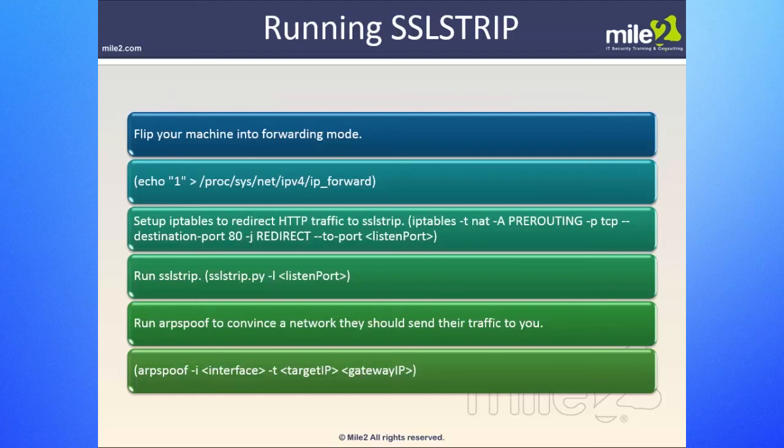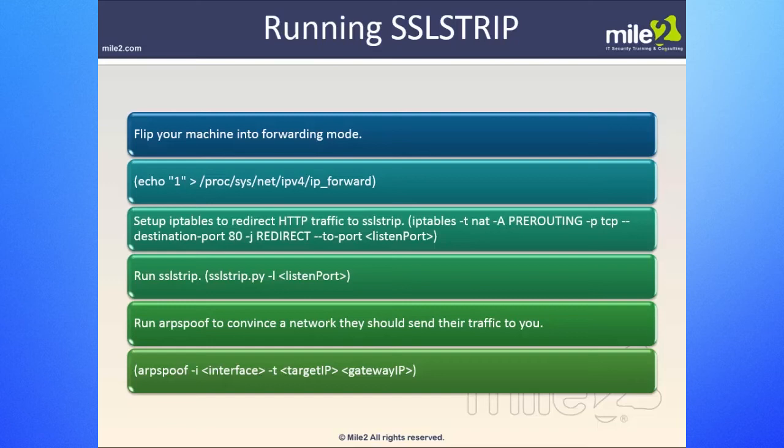Running SSL strip. Again, we're going to flip our machine into forwarding mode, and we put in echo 1 and so forth. We saw this in the YouTube video as well. Basically, those are the steps of setting up your iptables to redirect traffic, right? Run SSL strip, and then run ARP spoof. Type snare, and then voila, everything should start working for you, hopefully.